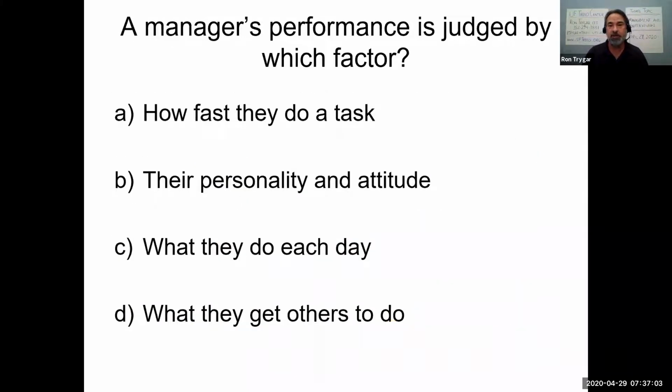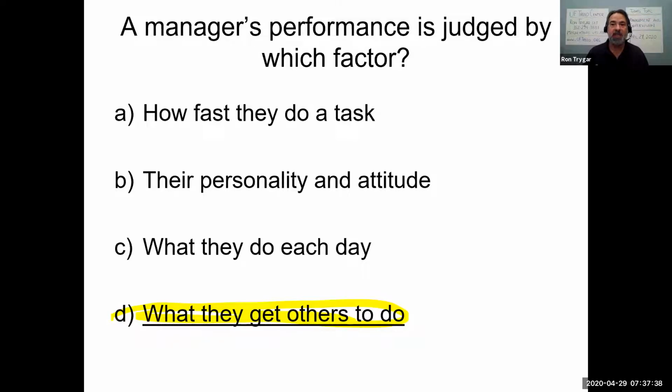Let's just kind of add that onto it. So here's a question. This is one of those pop quizzes, right? Everybody's like, oh my gosh, pop quiz. Manager's performance is judged by which factor? A, how fast they do the task. B, their personality and their attitude. C, what they do each day, or D, what they get others to do. So if you're thinking about what I just said to you and you're trying to pick out the best answer, I hope that you're realizing that it's D, what they get others to do. That's the manager's performance.